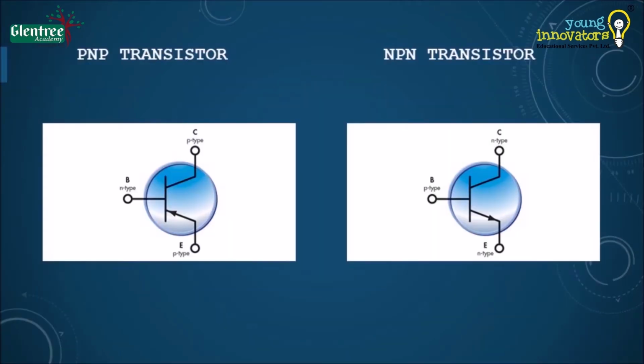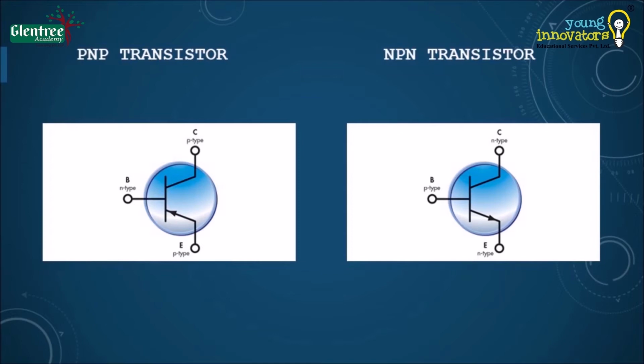There are mainly two types of transistor, that is a PNP transistor and an NPN transistor. The circuit symbol for both is as shown. If you compare them, both of them have three terminals, and the base in both the circuits is the same, and it acts as a controlling terminal only.